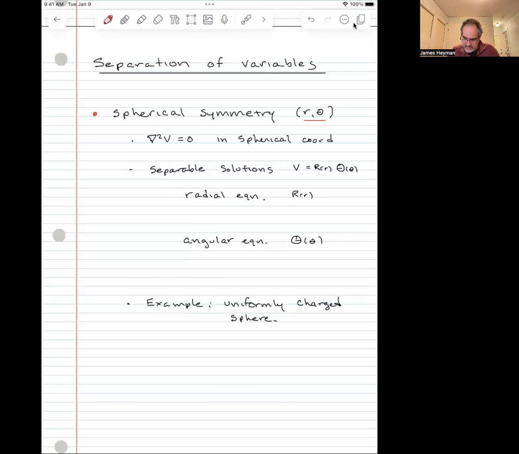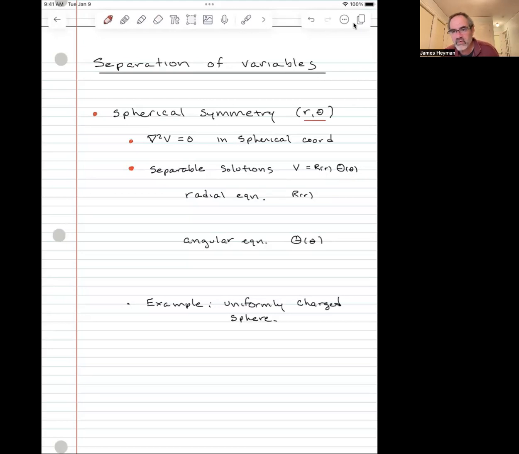We'll start by writing out Laplace's equation in spherical coordinates. And then we'll look for separable solutions where the potential depends on the product of one function that only depends on r, we'll call it the radial function, and one function that depends only on theta, we'll call it the theta function, okay? We'll see that when we do that, Laplace's equation breaks up into two ordinary differential equations, which we'll then have to solve.